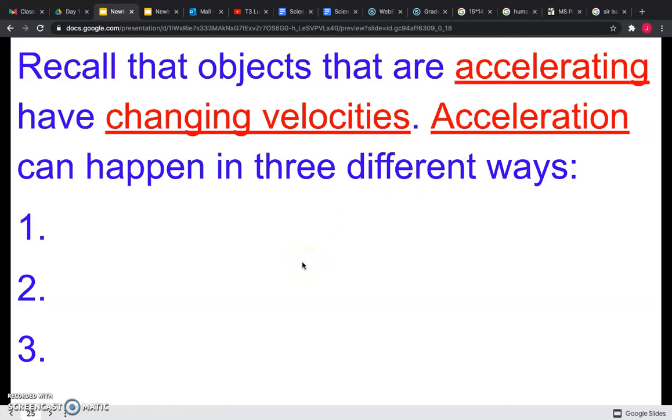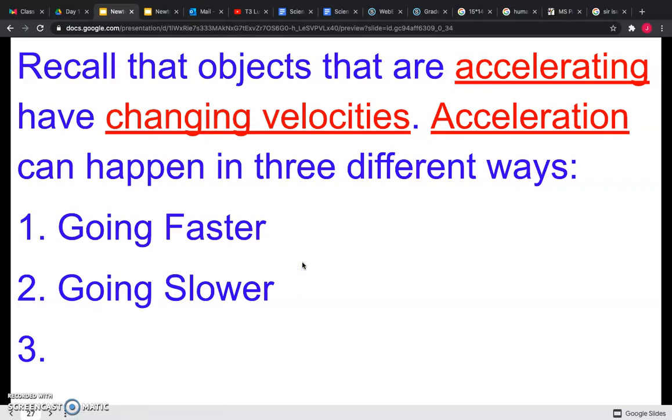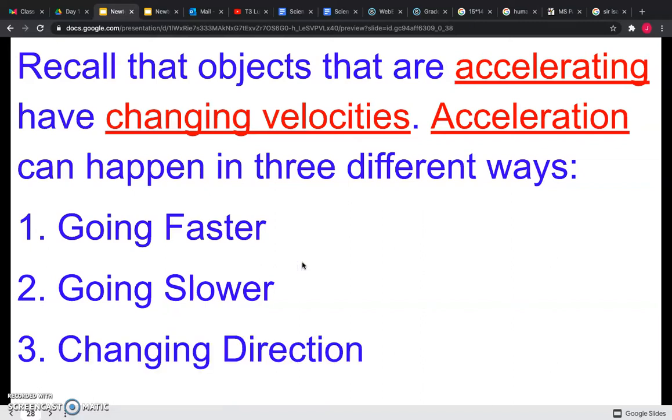The first way is that an object can go faster, so it'll be going a certain speed and then it'll speed up. Right? And so then you can probably guess what the second one is, just the opposite, right? Going slower, right? So an object's going a certain speed and then it slows down. The third way that something can accelerate is that it could change direction, right? So changing direction is the third way.